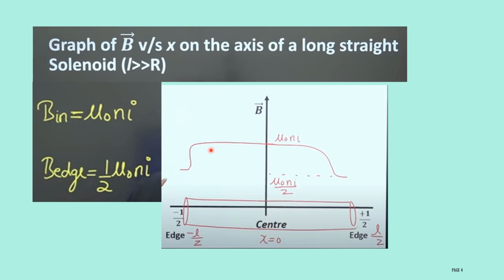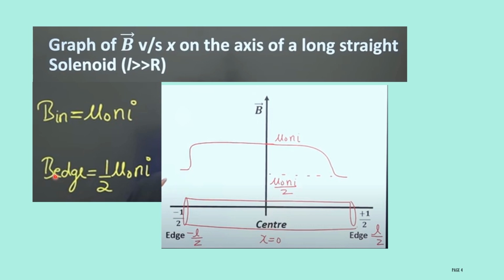Inside the length of the solenoid, the magnetic field will be mu naught n I. Then at the edges of the solenoid, the magnetic field will be mu naught n I divided by 2. It is reduced to half of the value. So the magnetic field inside the solenoid is mu naught n I, where n indicates the number of turns per unit length and I is the current.